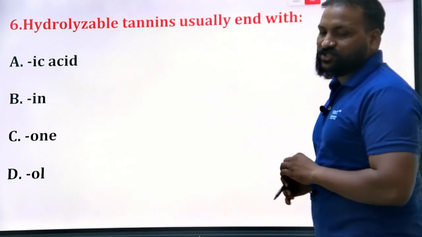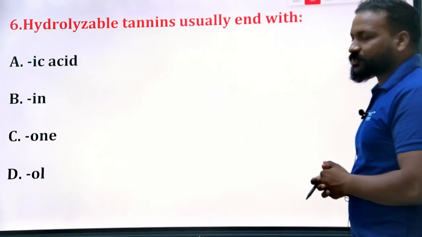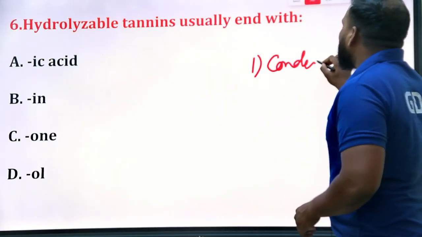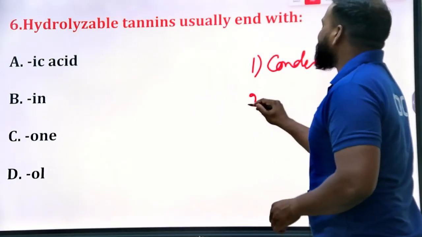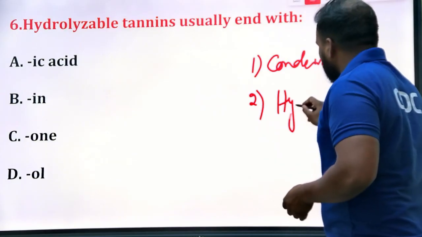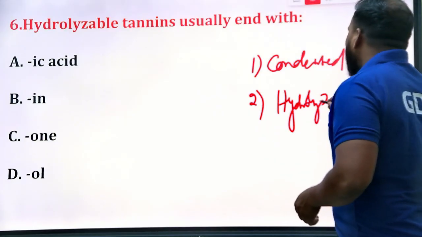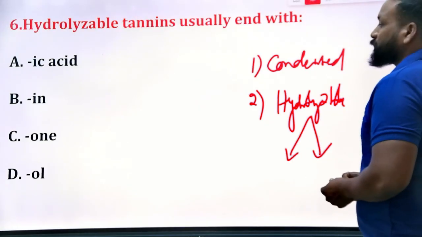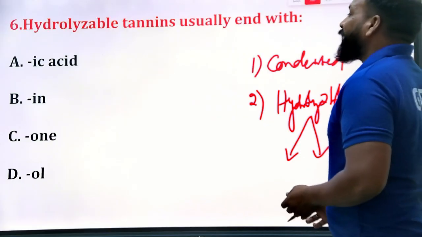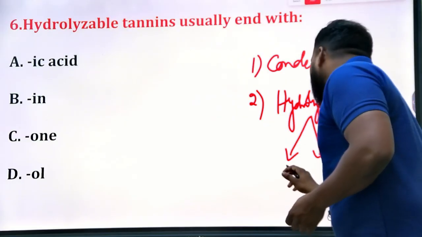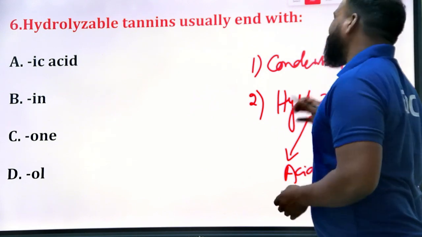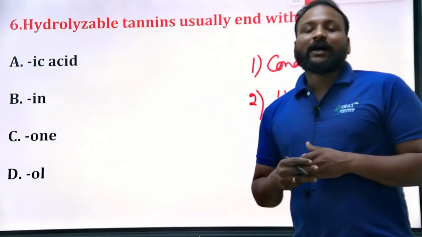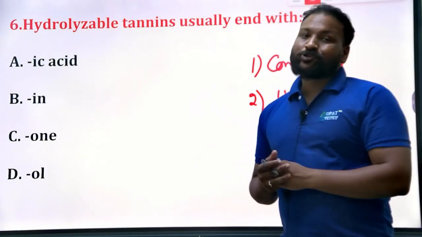Now, hydrolyzable tannins usually end with... When it comes to the classification, next question is: hydrolyzable tannins usually end with. The tannins are of two types. One is condensed tannins, and the next one is hydrolyzable tannins. When hydrolyzable tannins are subjected to hydrolysis, they give acid compounds. They give gallic acid. Gallic acid, tannic acid, these are all the hydrolyzable tannins.